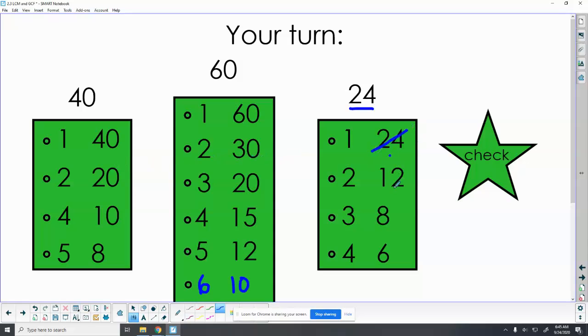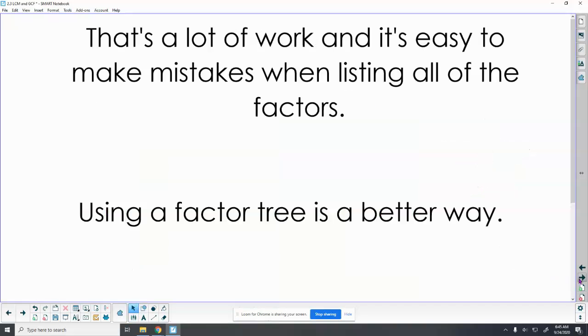Nope. Do they each have 12? No. Do they each have 8? No, so it's not 8. Do they each have 6? No. So now I'm going to go to the next number, which is 4. Here's a 4, 4, 4. So their GCF is 4.